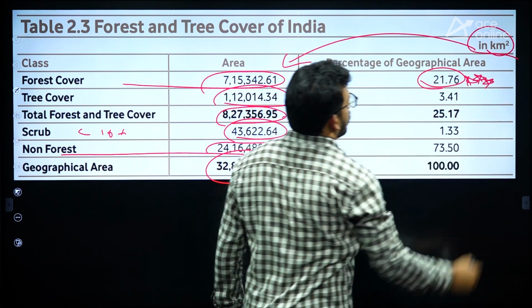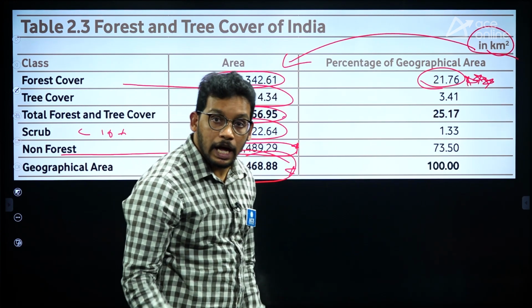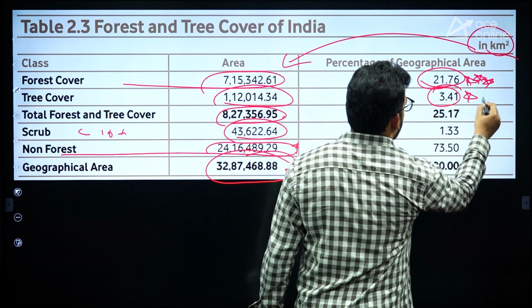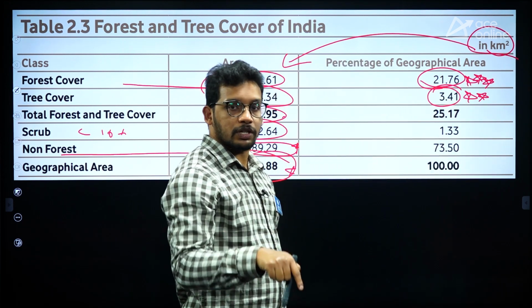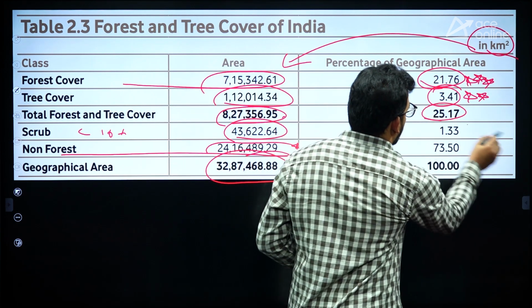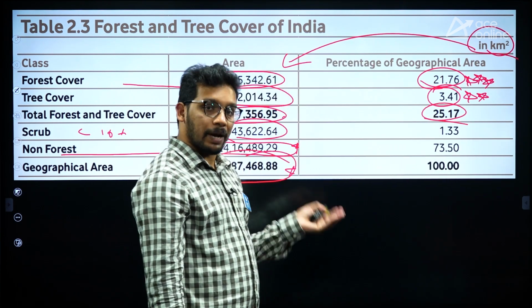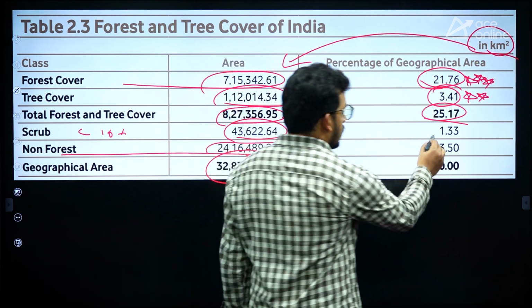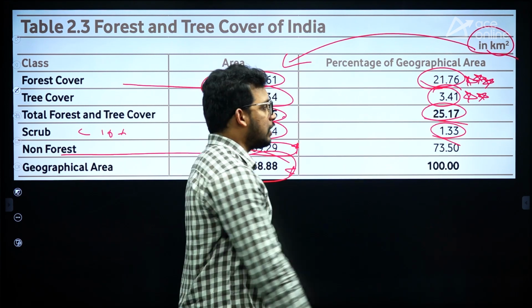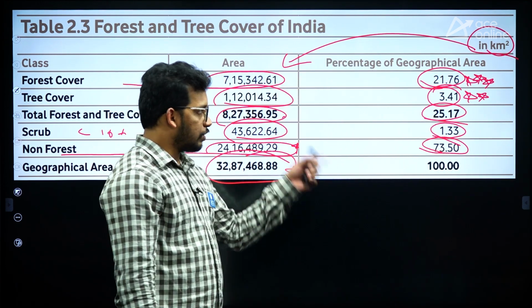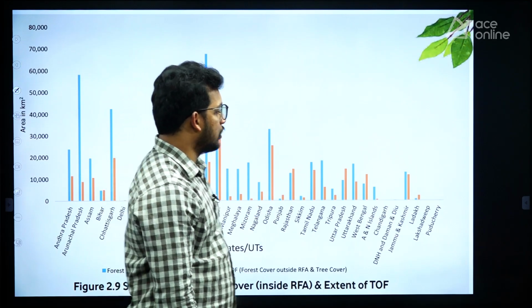21.76. This is the total forest cover of India as of 2023. And the tree cover is 3.41%. In the exam, they may ask you about forest cover or specifically tree cover, or together. That is, tree cover plus forest cover is 25.17. Specifically, scrub is 1.33% and non-forest area is 73.50. So they may ask you any of these numbers.